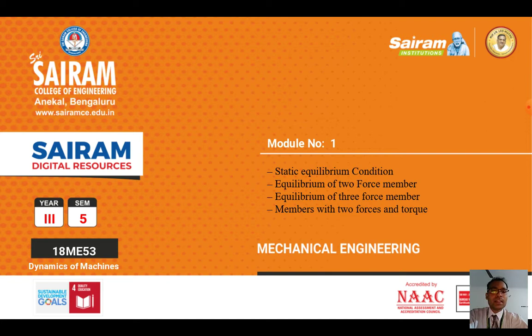Take any body upon which three forces are acting in different directions. If you want to make that an equilibrium condition, then what is the condition? Similarly, the last one is member with two force and torque. Take any mechanical element, that is a link or element, upon which two different forces are acting in different directions, and it will produce a torque. If you want to stop that, then what is the condition?